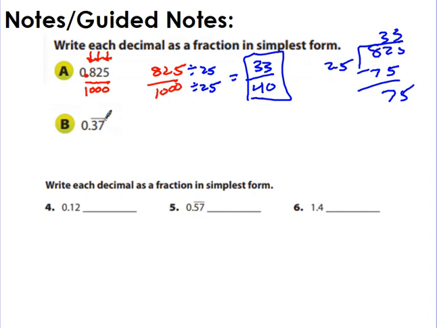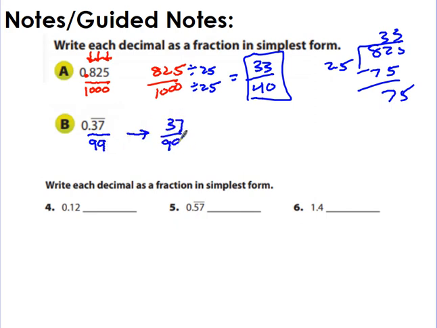Now, that's what we do if we have a terminating decimal. It's always going to go over 10, 100, 1,000. The amount of values we have after the decimal is how many zeros we're going to have after our 1. For repeating decimals, it's similar, but instead of putting it over 10, 100, 1,000, we're going to put it over 9, 99, 999. What I mean by that is there are two numbers that are repeating here. That's going to be 37 over 99.